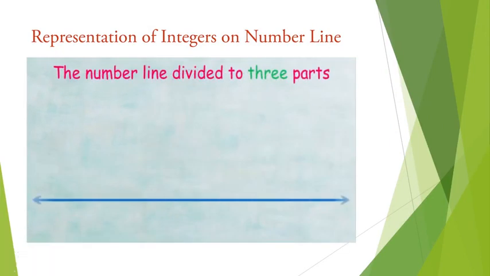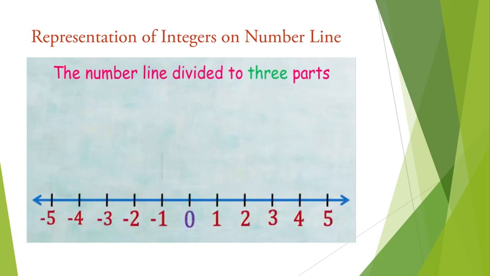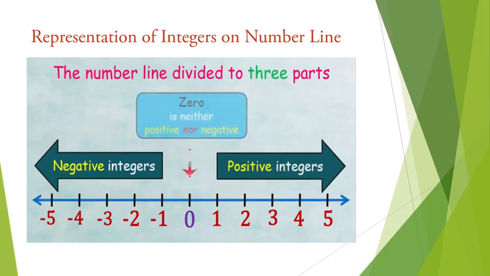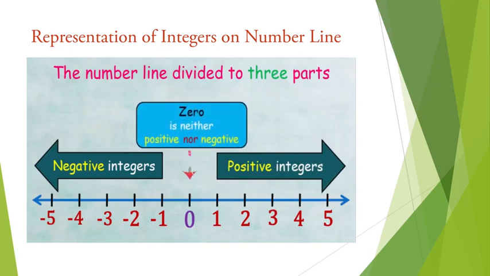The number line is divided into three parts. On the left side we are having the negative integers, on the right side we are having all the positive integers. And at the center we are having 0, which is neither positive nor negative.